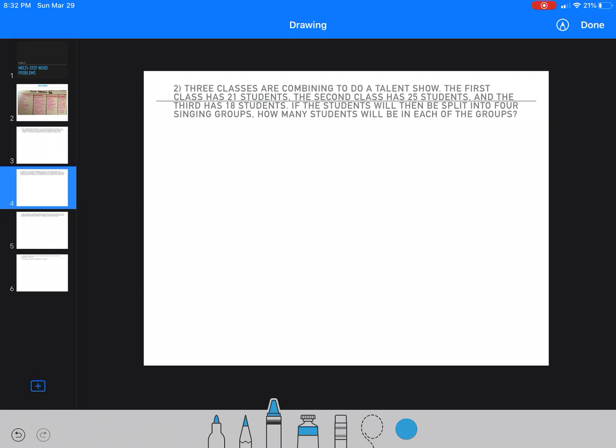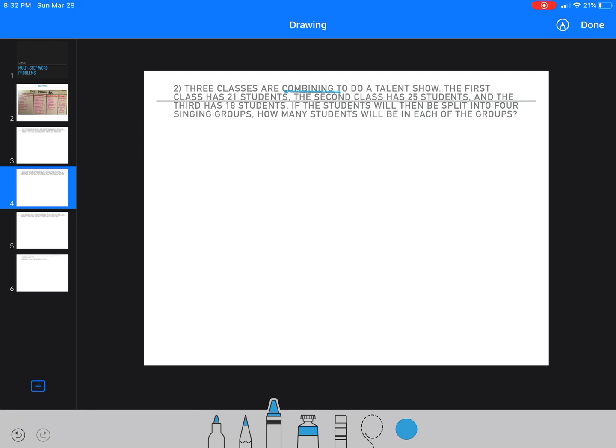So I'm looking through this word problem and I see a couple buzzwords already jumping out at me. The first one being combining. I know that when I'm combining something, I'm adding it together. So I know that I'm going to be adding somewhere in this word problem.